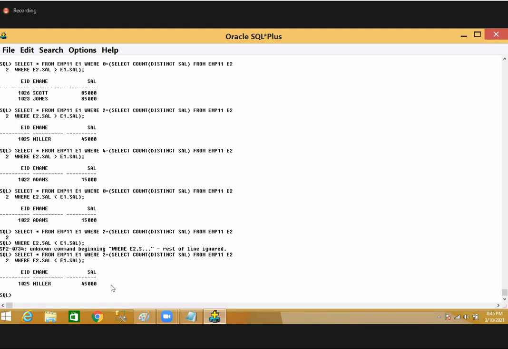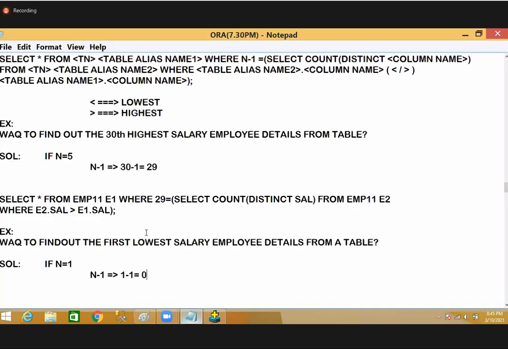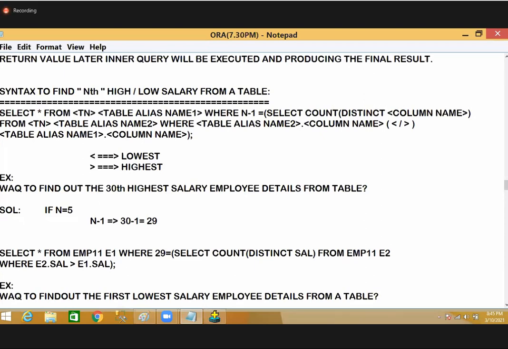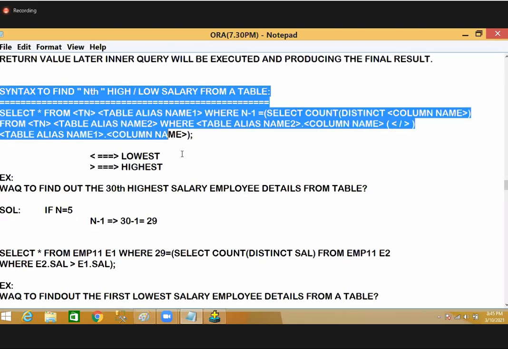Yes. So now the third least salary employee details, we got it. So like this, guys, you can find out any nth highest salary. In the same pattern, one more thing: how are we finding nth highest and lowest here? The same pattern.